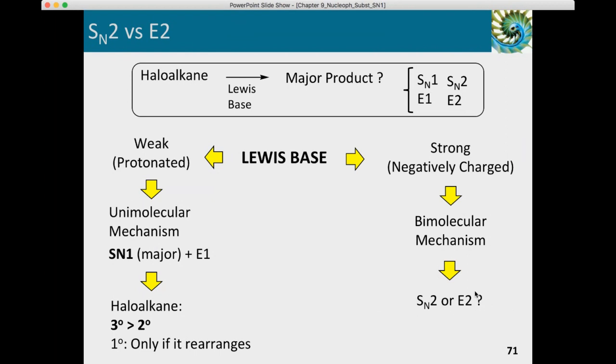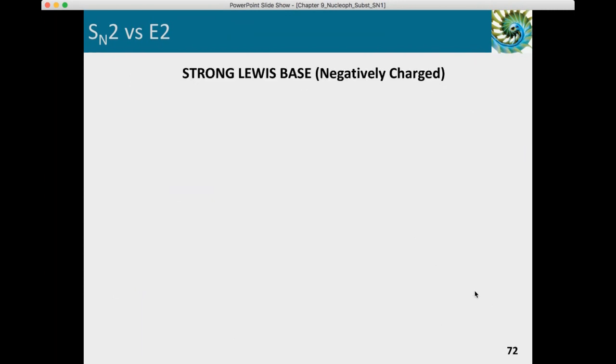Remember, SN2 and E2 are two independent mechanisms. They compete, but they don't coexist. So there could be conditions in which one of them is highly favored. So once we know that we have a strong Lewis base, once we know that we're talking about a bimolecular mechanism, how do we determine if we have an SN2 or an E2 reaction?